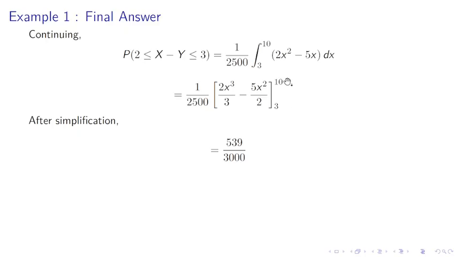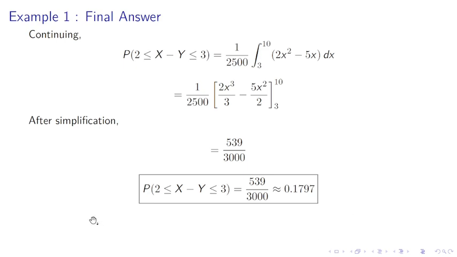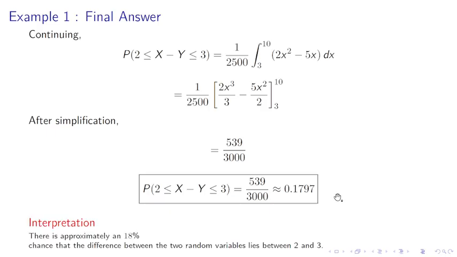First we substitute upper limit minus lower limit. Here now our answer is: the probability of 2 ≤ x − y ≤ 3 is approximately 0.1797. This is approximately an 18% chance that the difference between the two random variables lies between 2 and 3.